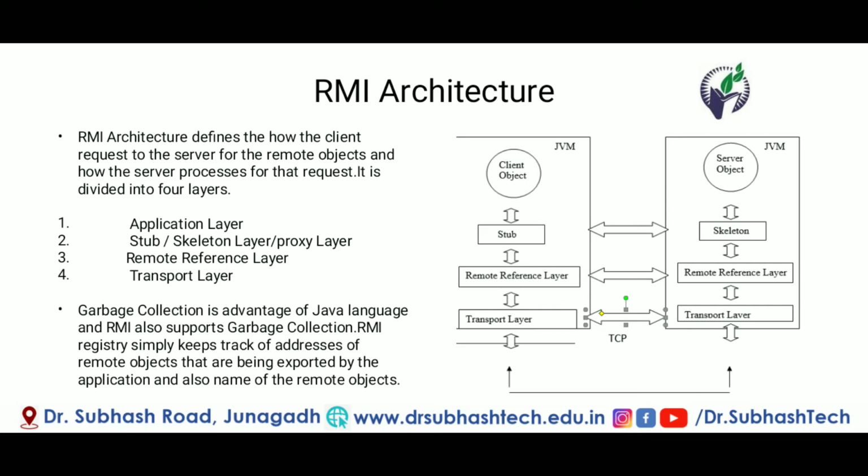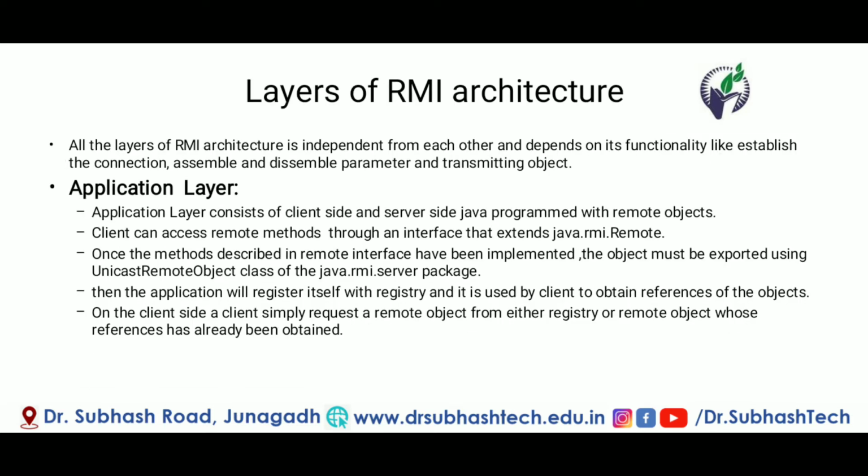Now we discuss the different layers individually. The first one is the application layer. All the layers in the RMI architecture are independent, and the functionality depends on the layer as we transfer the data from one layer to another. Functionality like establishing a connection, assembling and disassembling parameters, and transmitting objects is done by these four layers. The first layer in the RMI architecture is the application layer.